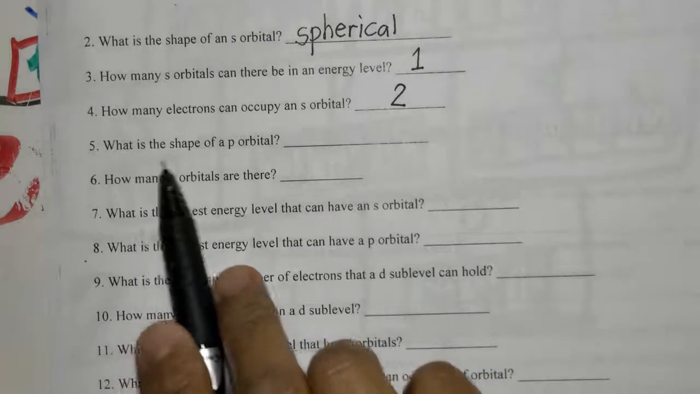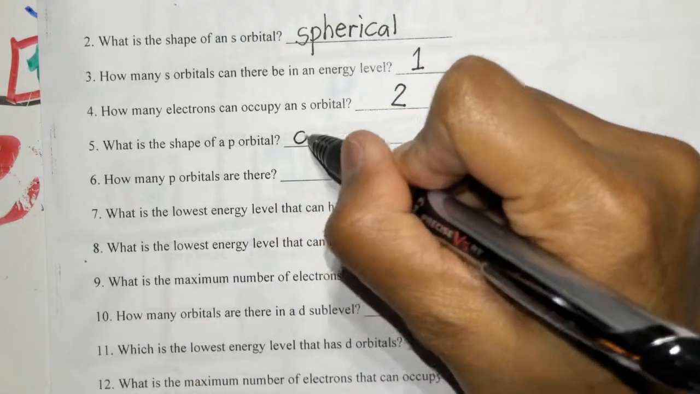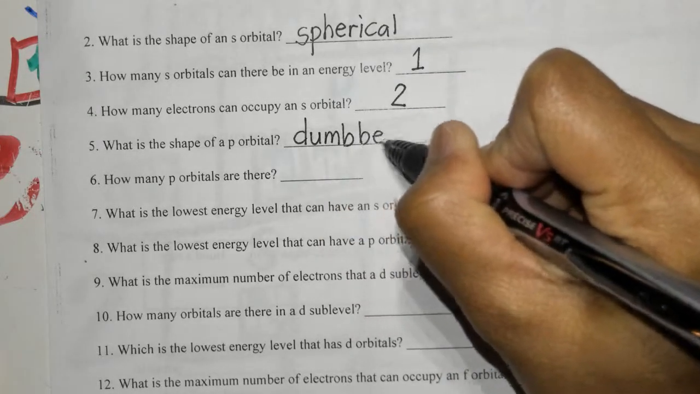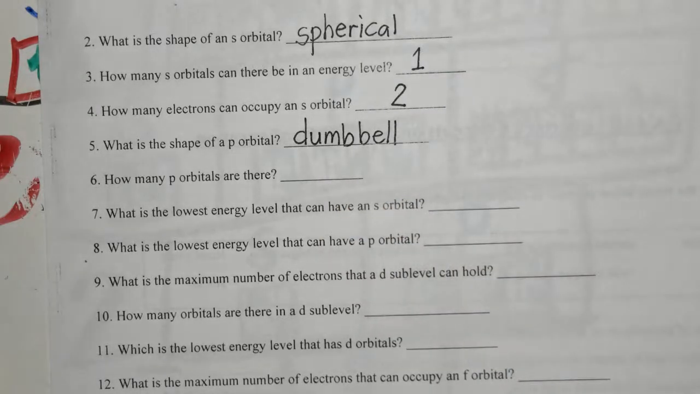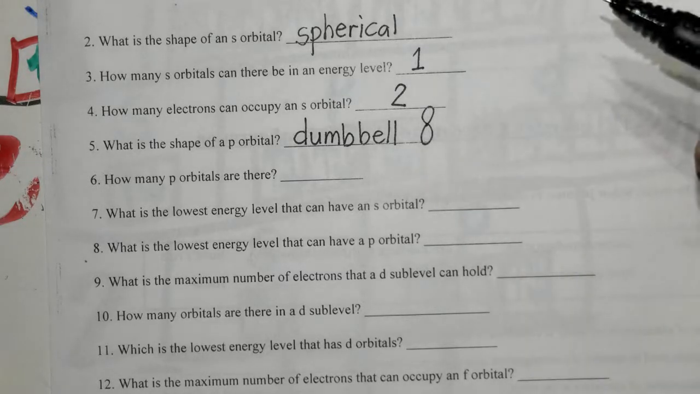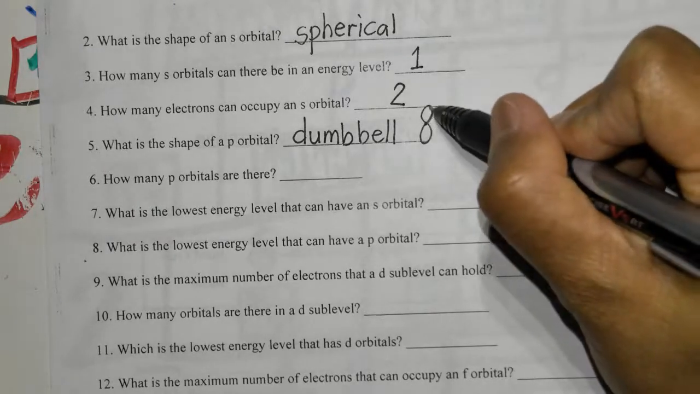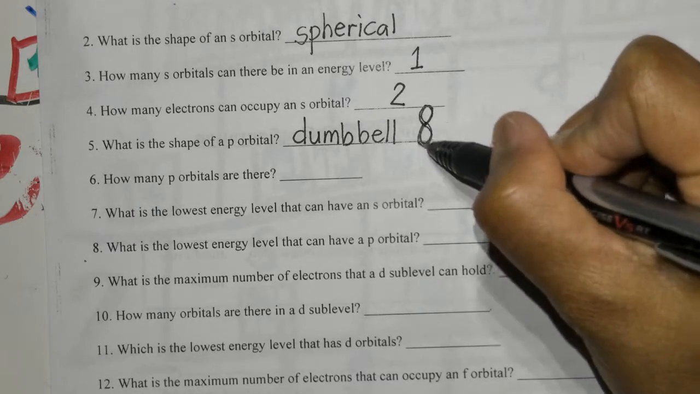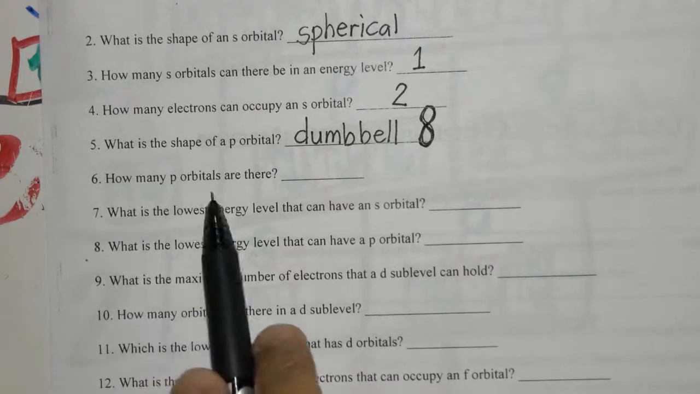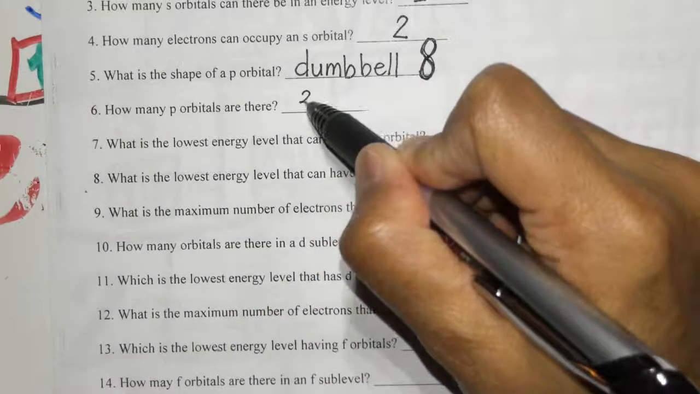Number 5, what is the shape of a p orbital? This was in your nearpod. To give a name to the 2 lobes, that's like the dumbbell that we use for working out. So it's like a dumbbell shape. So the p orbital, it's like a 2 lobe, just like that. So that's why it's called a dumbbell. Okay, so it's like an 8, but that's the drawing of a dumbbell. Next, how many p orbitals are there? There will always be 3.